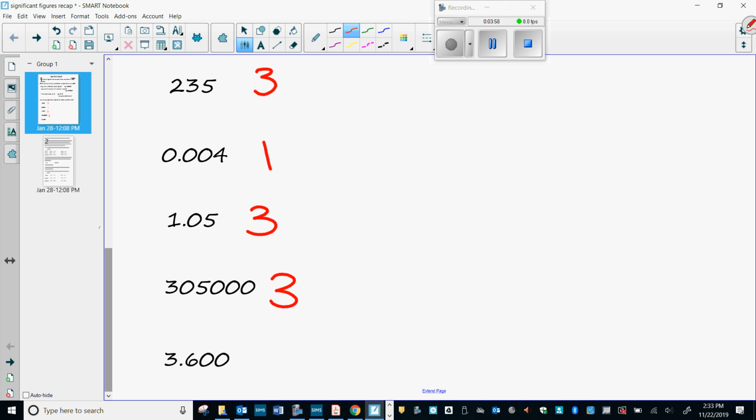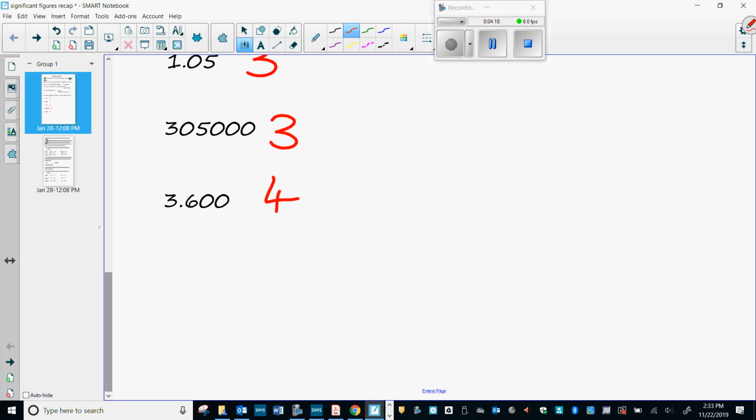3.600. Someone different. Eliana? 3? No. 4. Abby? 4. Okay, this one has 4. Can we all see that? Okay, so what's this? This is a decimal point, yes? They're at the end of a decimal number, therefore we would count them as being significant.